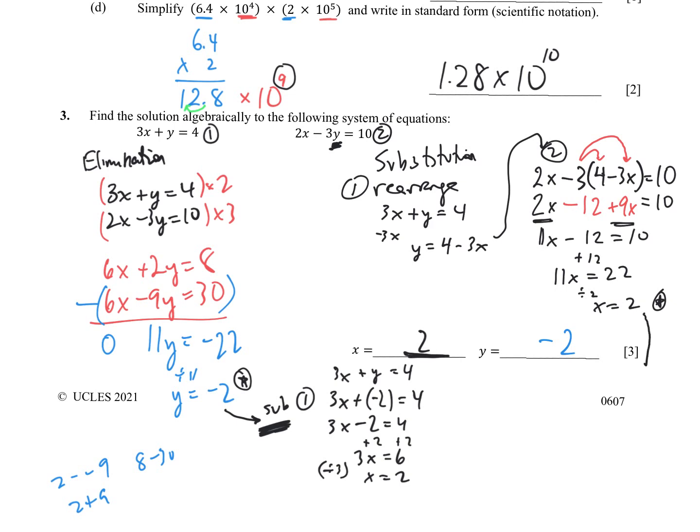I have x, so I'm going to substitute that into maybe equation 1. 3x plus y equals 4. 3 times 2 plus y equals 4. 6 plus y equals 4. And therefore, that's negative 2 because I subtract 6 from both sides, right? So I still get negative 2 for y.